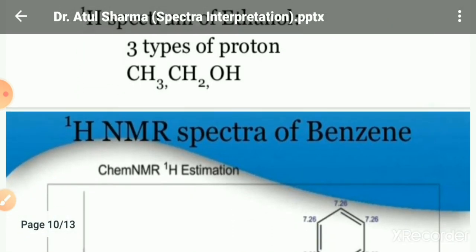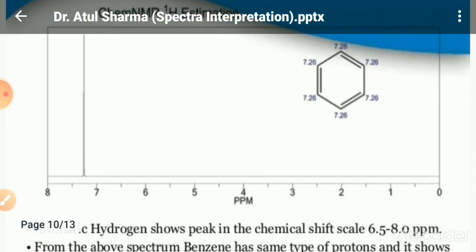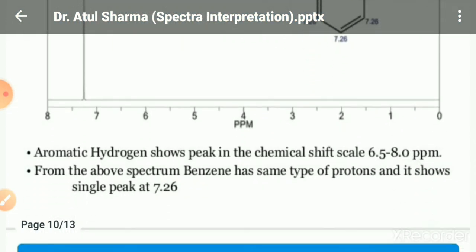Proton NMR spectra of benzene. Aromatic hydrocarbons show peaks in the chemical shift scale of 6.5 to 8.0 ppm. From the above spectrum, benzene has the same type of protons and it shows a single peak at 7.26.